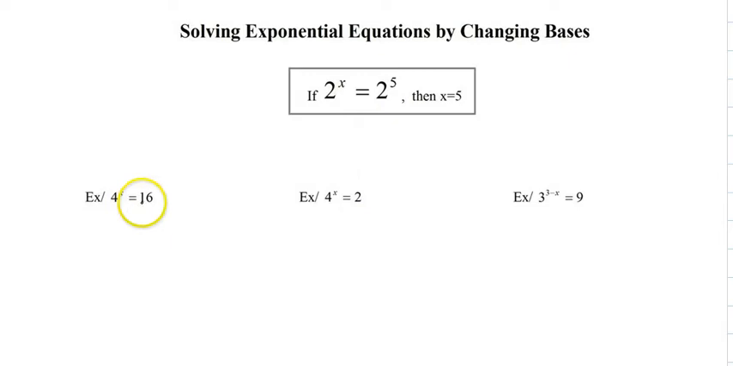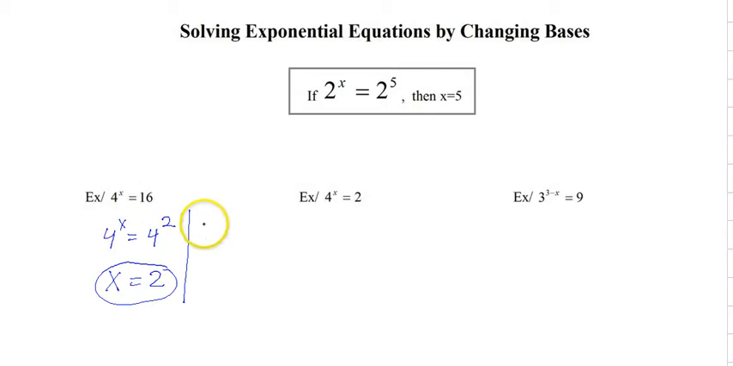So when we have a problem like this, what we want to do is turn them into the same base. So we can give an exponent to 4 and make a 16. It's 4 squared. Once we do that, we know that x equals 2. It makes them quick. But you can pick any base you want. So if you said 4 and 16 would be 2.